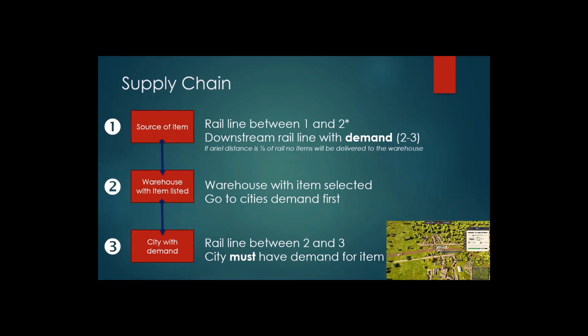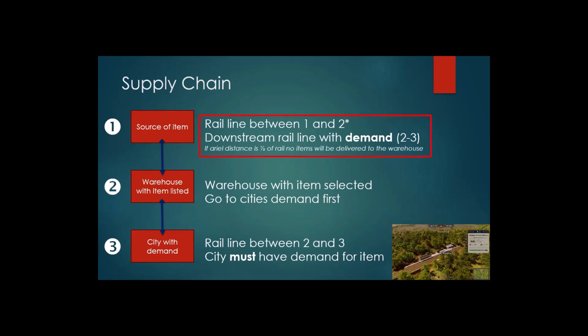If we have that, then when we create a rail line between nodes 1 and 2, we will see the item being distributed into the warehouse. We then would also be able to look at the warehouse to see where the item is going. So it is extremely important to remember that for merchandise to be moved from the source to the warehouse, we need to have a mechanism for the merchandise to be moved from the warehouse to the city, and the city must have demand. Let's go ahead and take a look at an example.